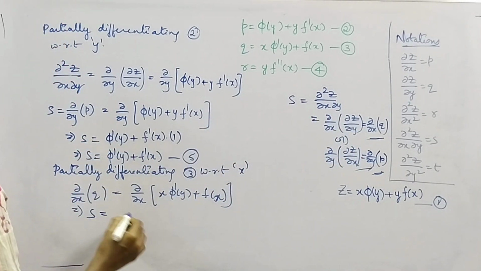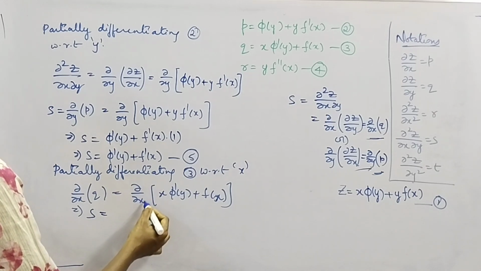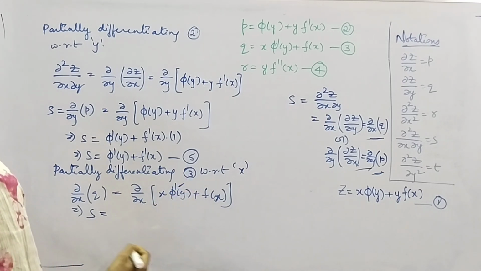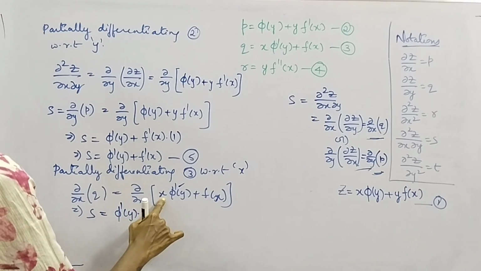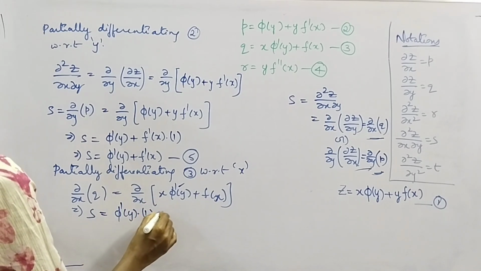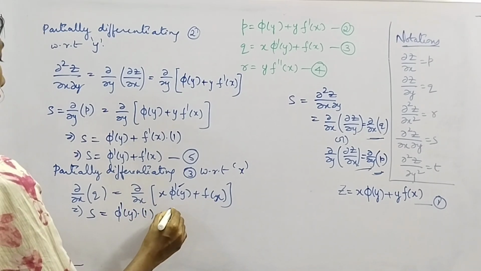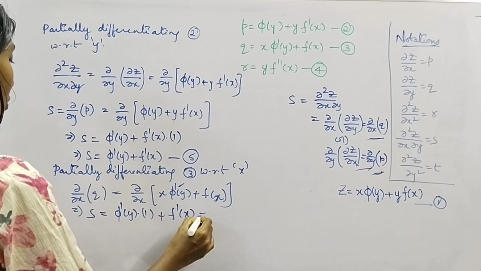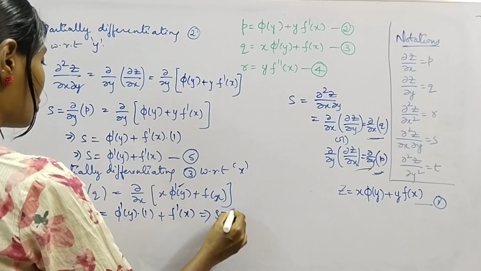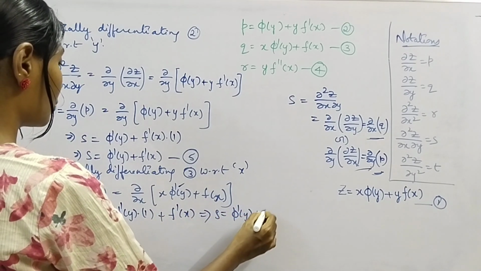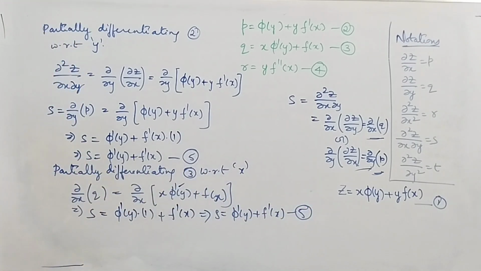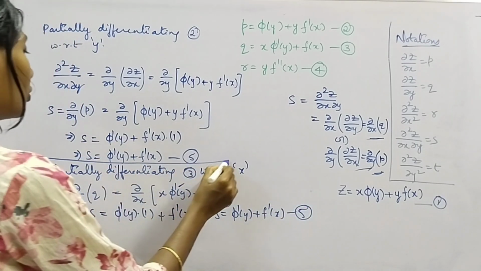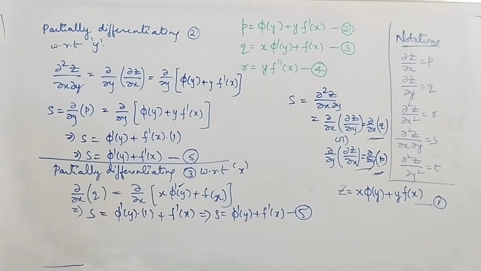This gives us s equal to, here we are partially differentiating with respect to x, so we'll treat y as constant. You'll get constant into the partial derivative of x with respect to x is 1, plus the partial derivative of f of x is f dash of x, which gives us s equal to phi dash of y plus f dash of x, which is our equation 5. You can just go for this one or this one, it's up to you.